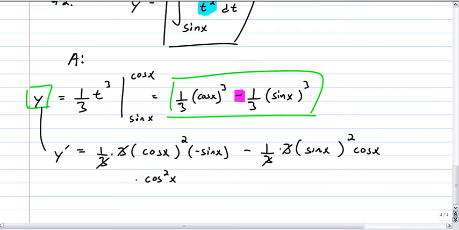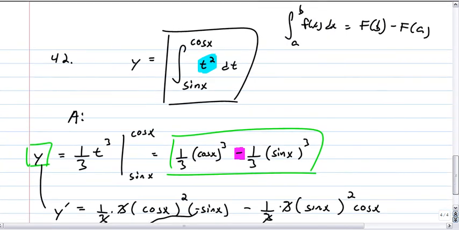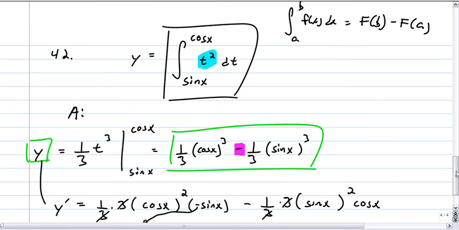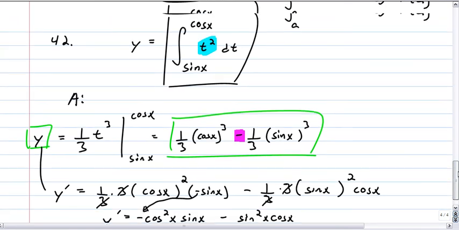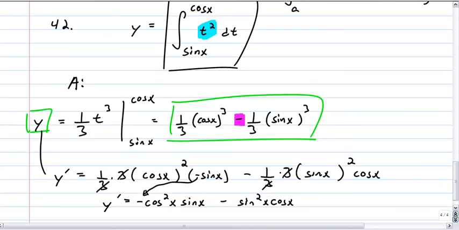We'll have it times sine x. I just moved that negative right there. Minus sine squared x cosine x. That's your answer. That's it. I say that's it like it's easy. I mean, it's the fundamental theorem of calculus. It's not easy. So let's say you took a different approach. Okay? So fine and dandy, this is your answer.